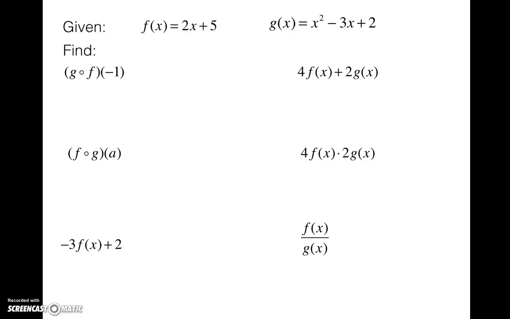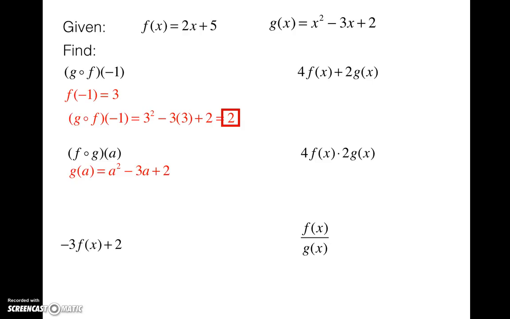So we have f of x equals 2x plus 5 and g of x equals x squared minus 3x plus 2. First we have g of f of -1. We're going to plug the -1 into the inside function first. Our inside function is the f of x function. So when you plug -1 into 2x plus 5, you get 3. And then we take the 3, plug it into the g function. And then our final result of g of f of -1 is equal to 2.